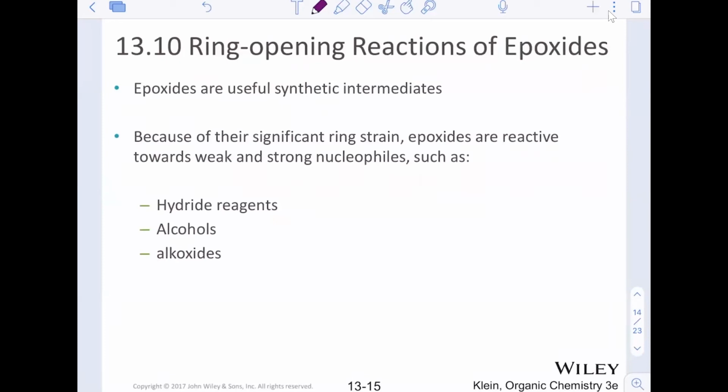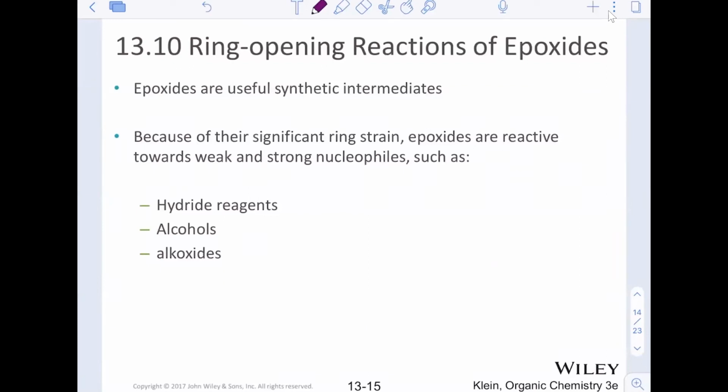Now, last thing that we want to go over is the ring opening reactions of epoxides. Epoxides are very important in real life applications. We see epoxides be a precursor to a lot of polymerization reactions. We've talked about epoxides and how they are important for glue and that process. Because of their significant ring strain, the 3-membered ring is very, very reactive. And so it can be reactive towards weak or strong nucleophiles.